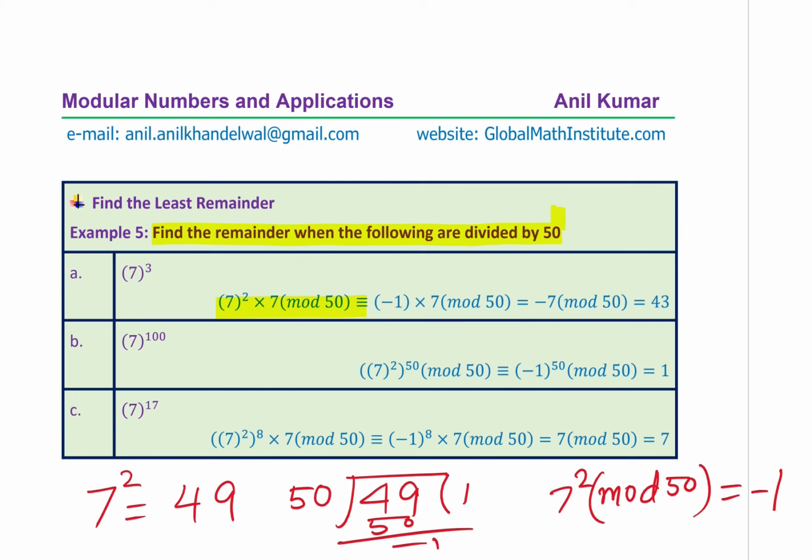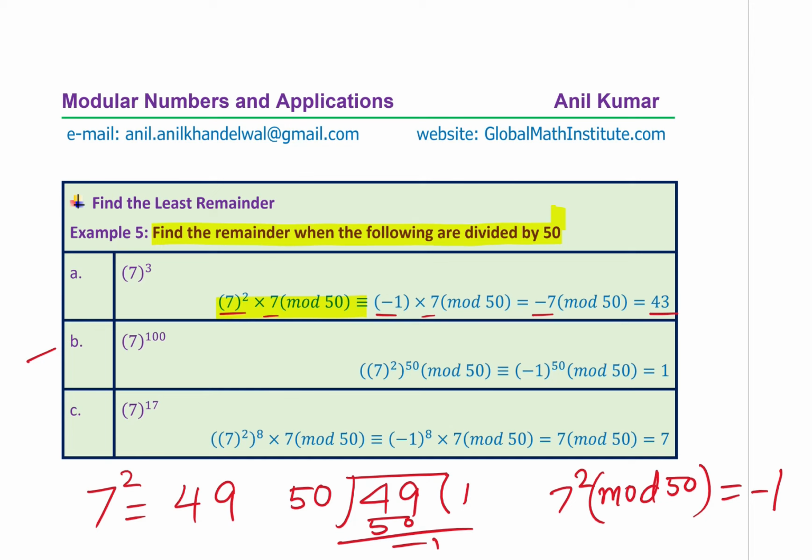So 7 cubed can be written as what? 7 squared times 7. Now 7 squared is 49, and 49 mod 50 is going to be minus 1. Minus 1 times 7 will give you a result of minus 7. Well, you also know minus 7 is as good as writing 43. So we prefer to write answers with positive values. So 43 is going to be the answer for the very first question. Correct?